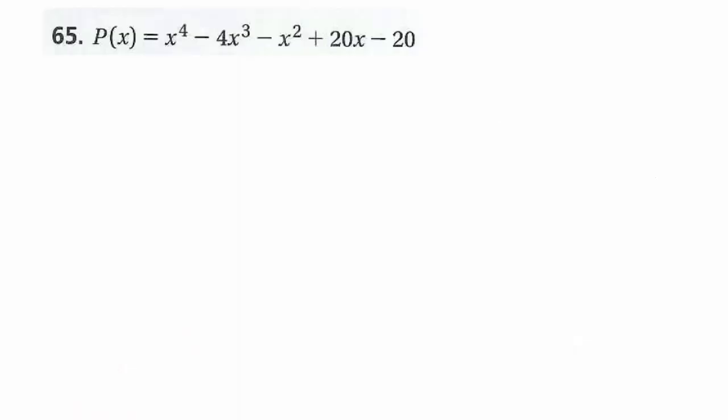Okay, moving on to number 65. Now only the honors will have a fourth degree polynomial that they have to find the zeros for. And again, you can use the rational root theorem. If you look at the factors of 20: 1, 2, 4, 5, and 20. And the factors of this are just 1. So the only possible roots are positive or negative 1, 2, 4, 5, and 20. So those are already the zeros that I'm expecting.